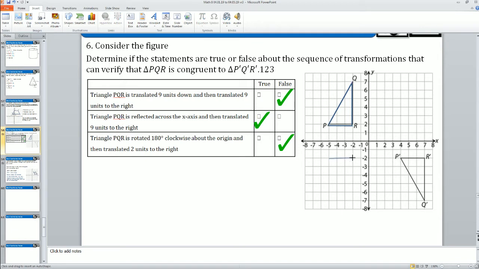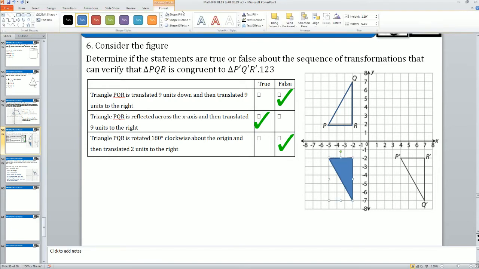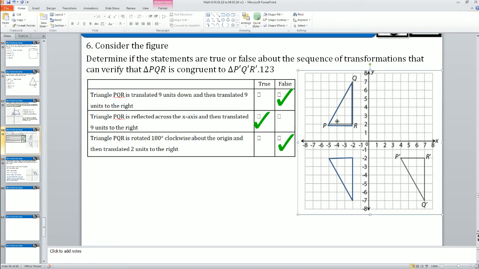P, this is P, R, Q. Close it. And let me just do a non-fill right here. So this is what it looks like when you flip it over the x-axis. Then you want to translate it 9 units to the right. So you want to grab this, move it to the right.